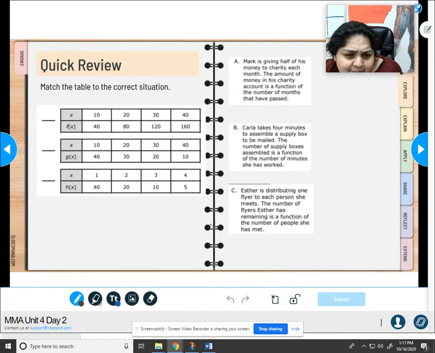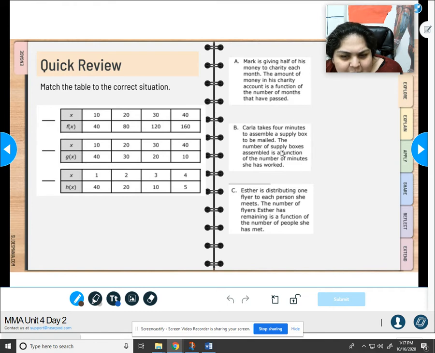All right, let's keep going. Esther is distributing 1 flyer for each person she meets. The number of flyers Esther has remaining is a function of the number of people that she meets. So this one's getting lower and lower. Okay, and so is this one. So we need to figure out, this is the one that's going to be increasing.